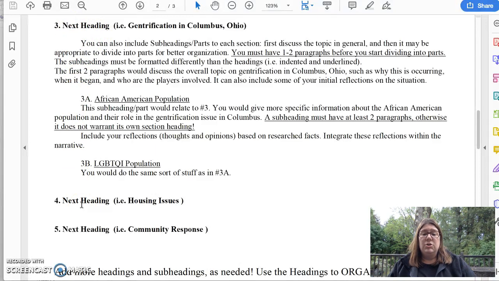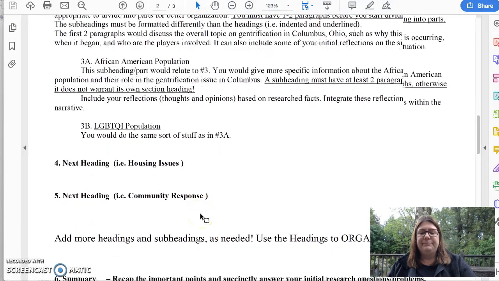When you're reading journal articles, you'll see that every journal article has headings and subheadings. Follow their lead. Learn from the journal articles you're reading.